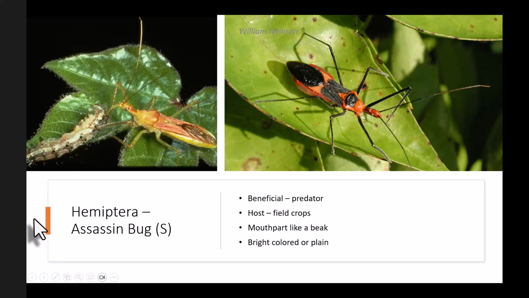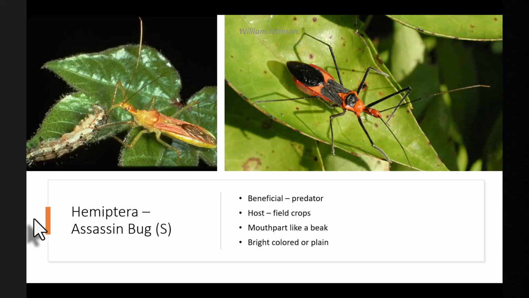They can be brightly colored like these two are, or they can be very plain, gray, brownish. I don't think there's any that are really very green, but they range. They all just have the same look where they have that very thin, narrow head that appears to have a neck so they can seek out their prey.